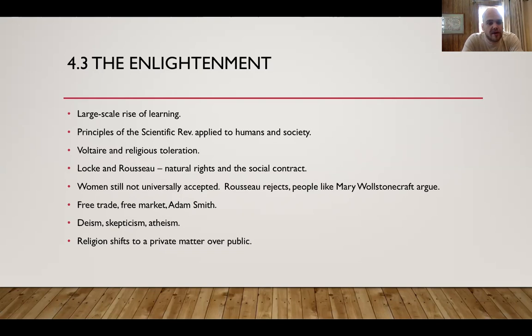Looking at more, maybe philosophical or spiritual things, deism, skepticism, atheism, these ideas are starting to come into play, right? And deism, as a reminder, is the belief that there is a higher power, but maybe not any kind of specific knowledge or acceptance of, again, specifics, right?